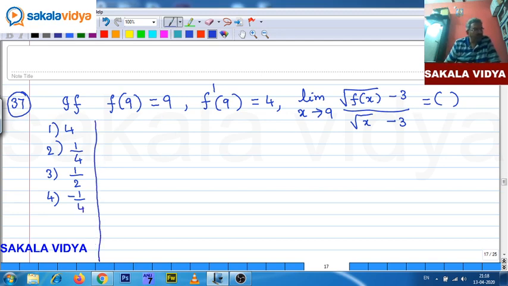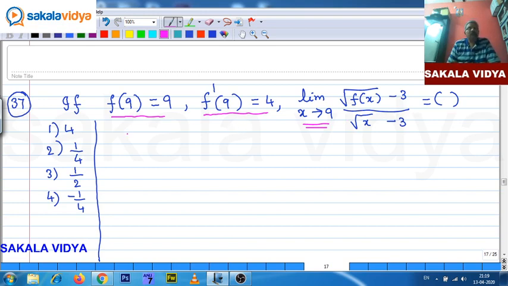Thank you, Dhruv. It means it is negligible. That is actually in general we call errors and approximates also, we shall discuss the same concept. F of 9 is equal to 9, f dash 9 is equal to 4, limit x tends to 9, root f of x minus 3 by root x minus 3 we need to find.